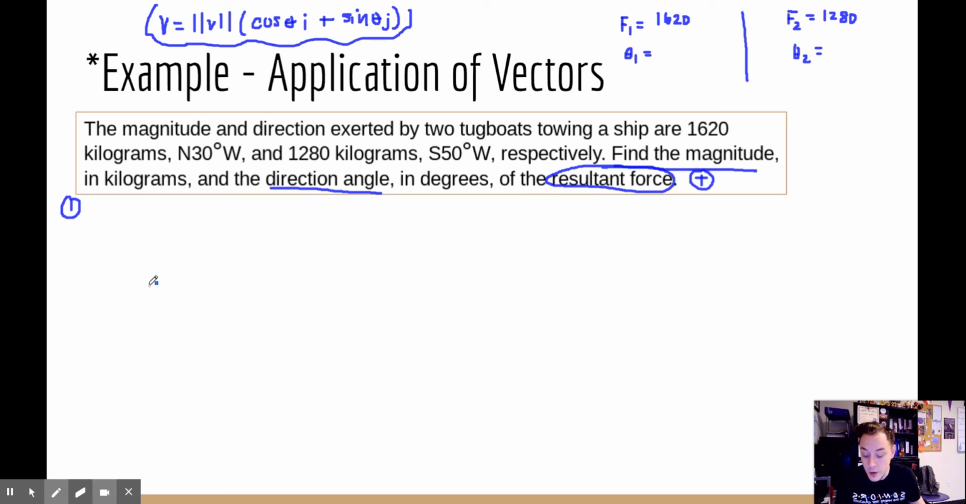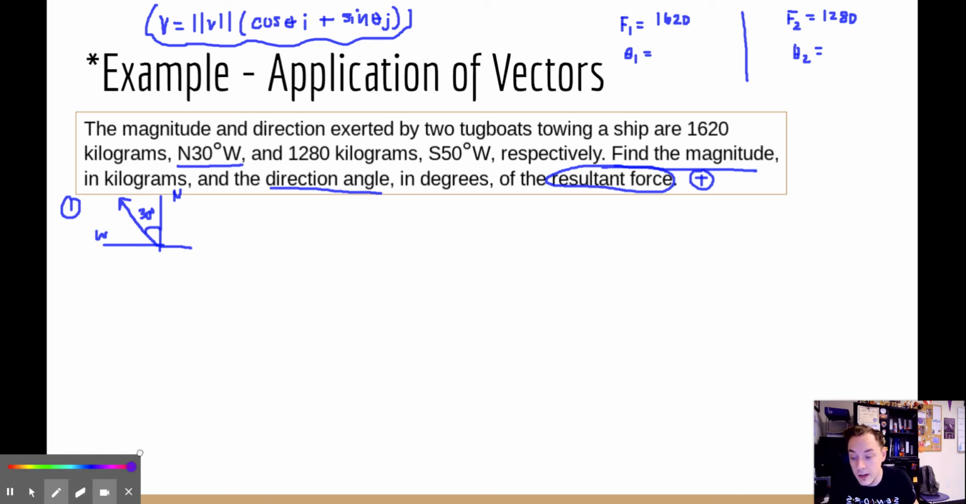Okay, so first things first, let's find the bearings. I need to know what the bearings are. So let's go to the first one right here. North 30 degrees west. So that right here is going to be in quadrant 2. So it's going to look something like this. This is my north, this is my west, this is 30 degrees. Now the problem is, what's the actual angle? What's the whole angle here? Well, the whole angle is this, right? I literally just take 30 degrees plus 90 degrees, and so this whole angle is 120.